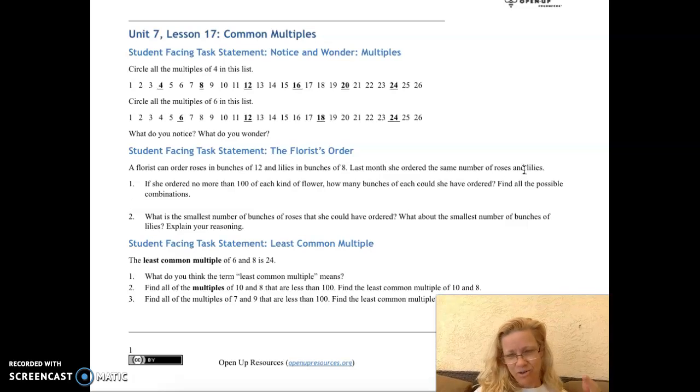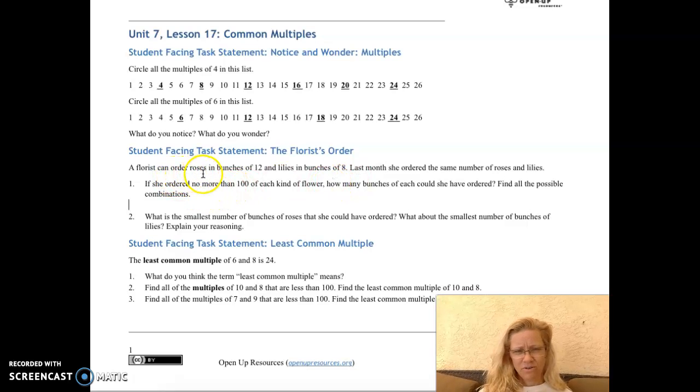So that's when I come into my third read, and what are they asking me to do? I already have a notion in my head. I think they're going to be looking for common multiples because that's what this lesson is on. She's ordering flowers and they have to be the same number. So let me read it again.